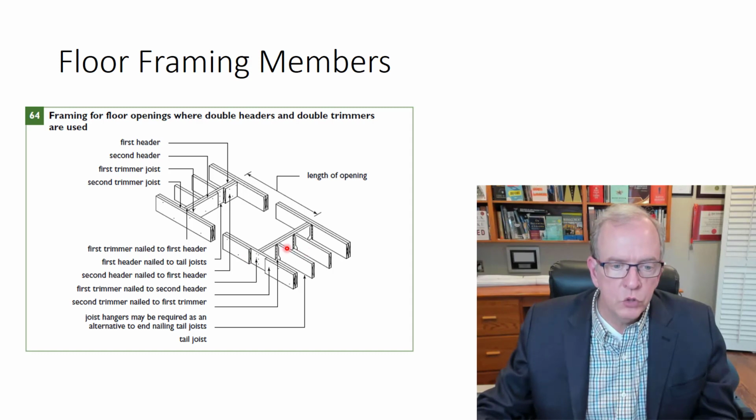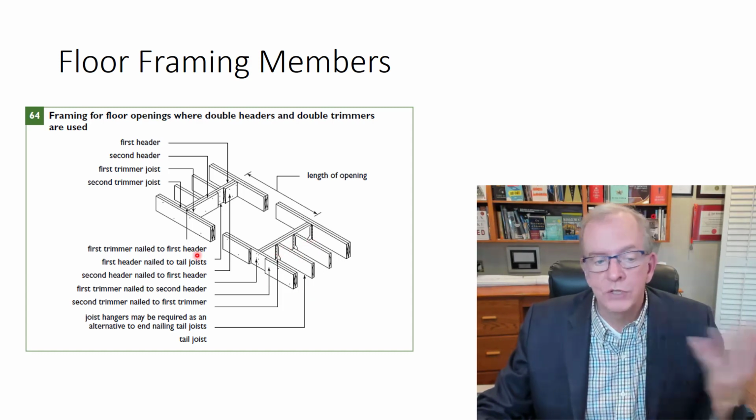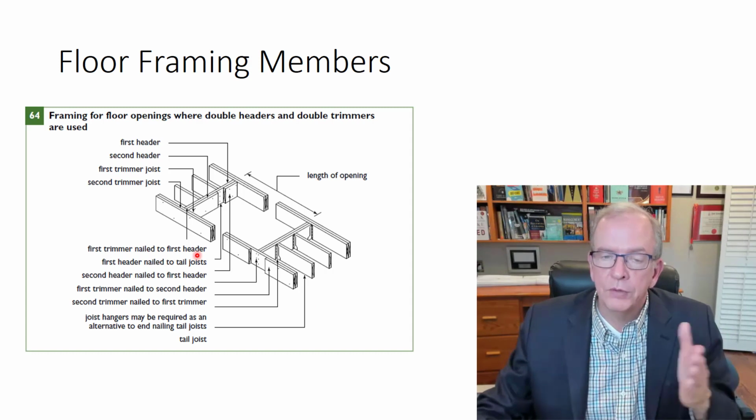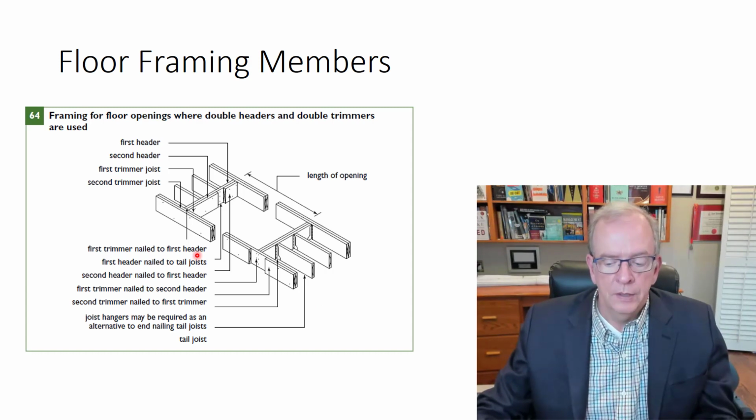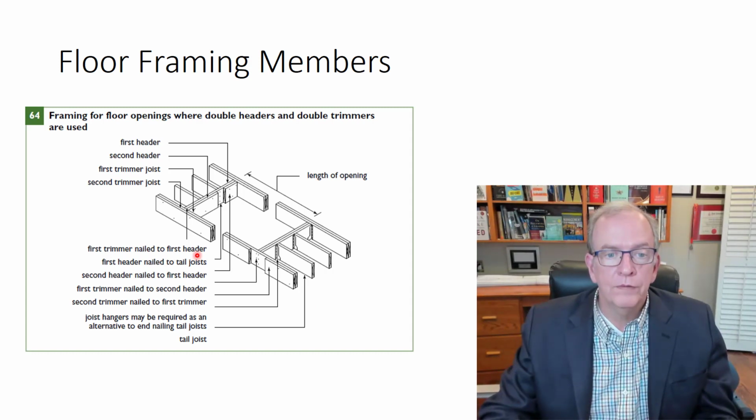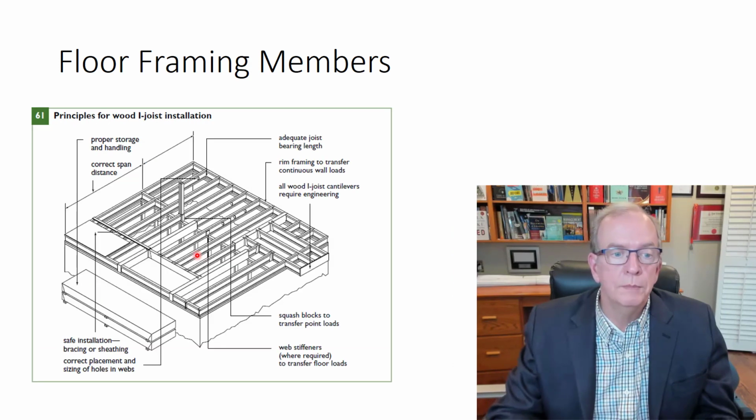And the shortened joists we call tail joists, because they're not the full length, so they're tail joists. They've been shortened. All right, full length joists, they're just called joists. Doubled up, they're called double joists. Forming a beam, 3 or 4 of them, they're called a built-up wood beam.